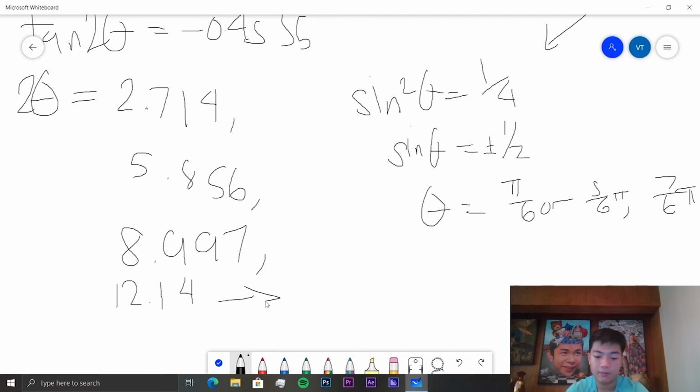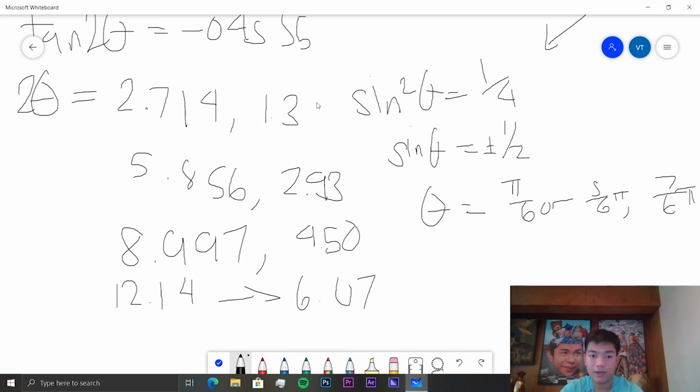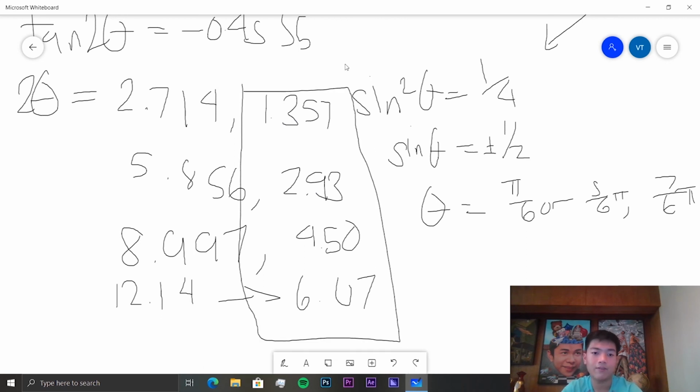So if we divide this by 2, we get 6.07 here. 8.997 divided by 2, we get around 4.50. 5.856 divided by 2 is equal to 2.93. And finally, 2.714 divided by 2 is equal to around 1.357. So these are the 4 possible values that theta can actually have.